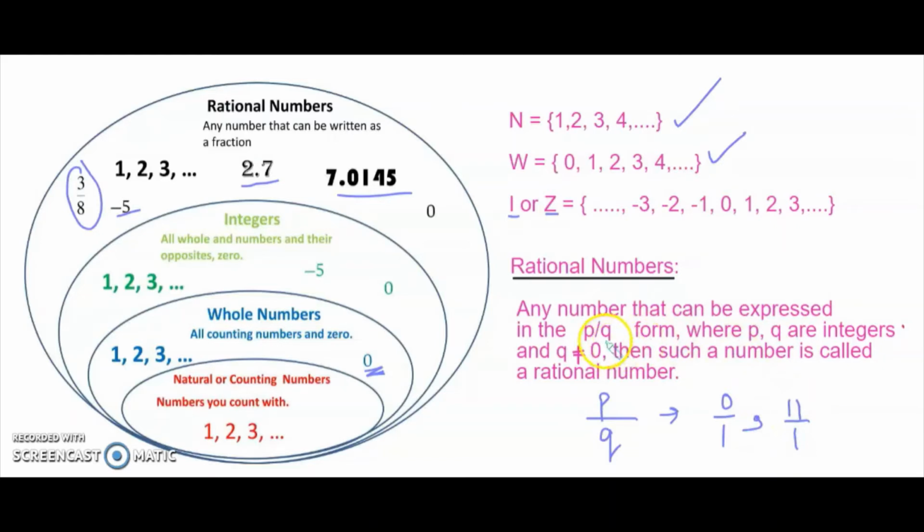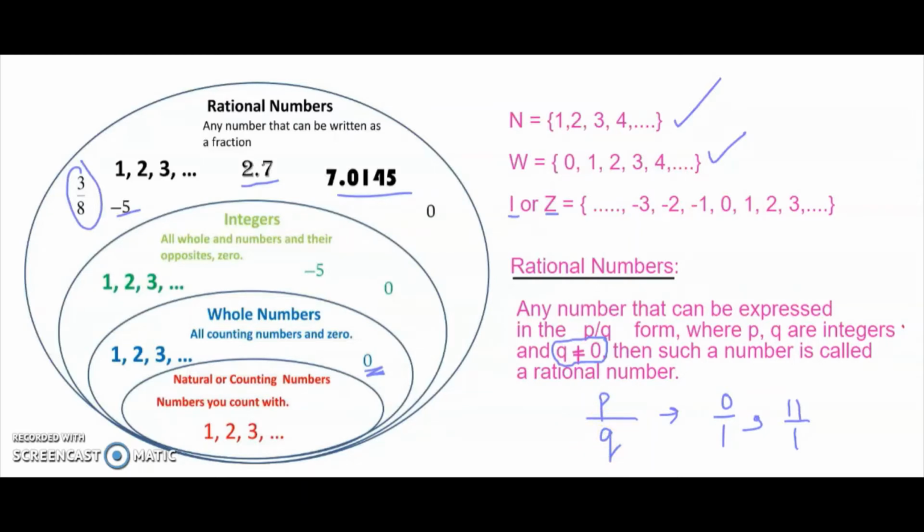Okay. The main condition here for the rational number definition is that the denominator can never be 0. So that is the definition. Any rational number is in the form of p by q, where p and q can be any integer. It can be any number, a natural number, a whole number, or an integer. Okay, but the denominator can never be 0. So q can never be 0. Okay, so then it is called a rational number.